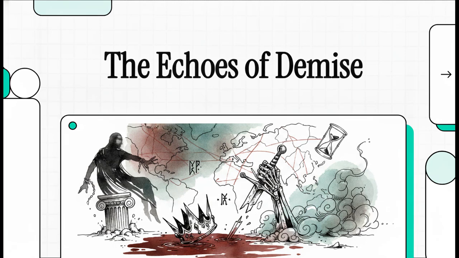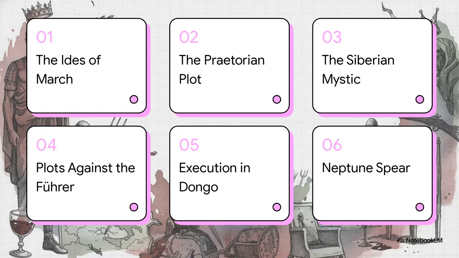Welcome to this explainer. Today, we're diving into the dramatic and, well, usually violent ends of 6 major historical figures. But we're not just looking at how they died. We're going to explore exactly how their demises fundamentally shaped the course of history. It's a really fascinating look at just how fragile power actually is, and I literally cannot wait to walk you through it all. So here's our game plan.